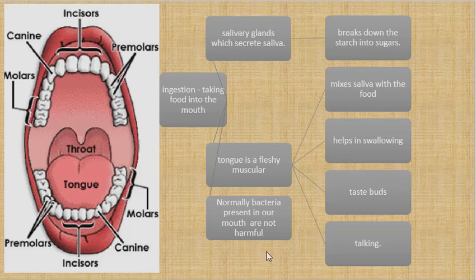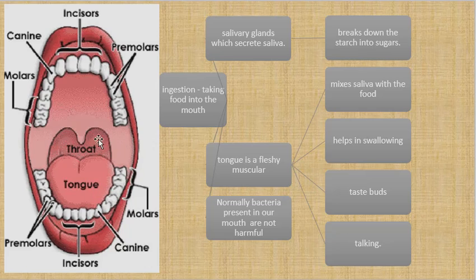Normally, the bacteria present in our mouth are not harmful. Some bacteria in our mouth cause a foul odor in the early morning. That is why we have to brush our teeth not only in the morning and night, but also after every meal. So bacteria in our mouth are normally not harmful. They are really helpful, but sometimes they are harmful.